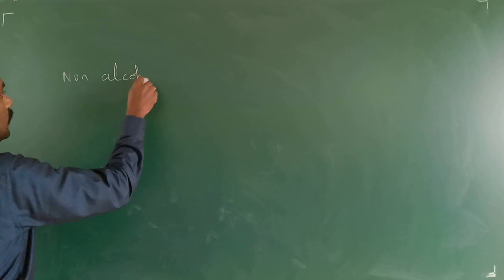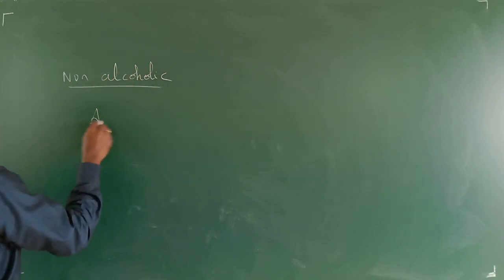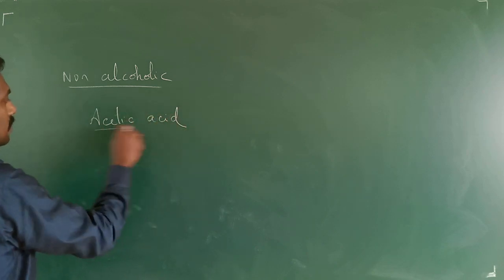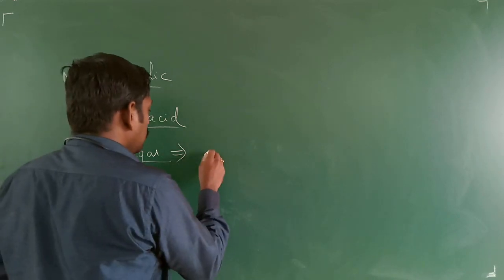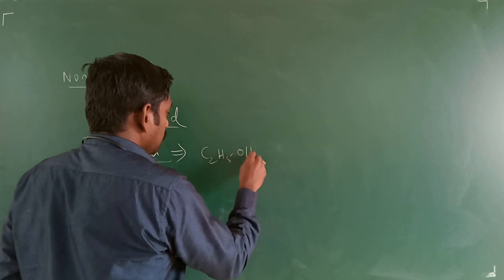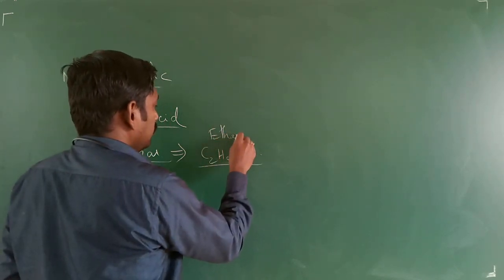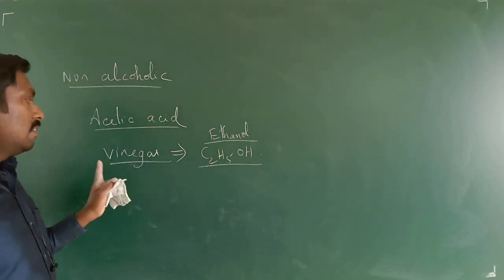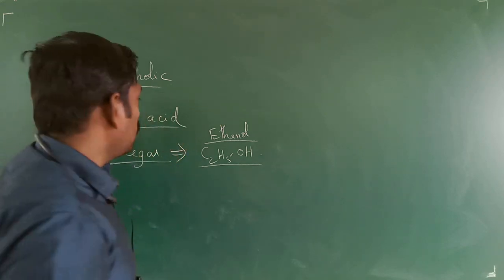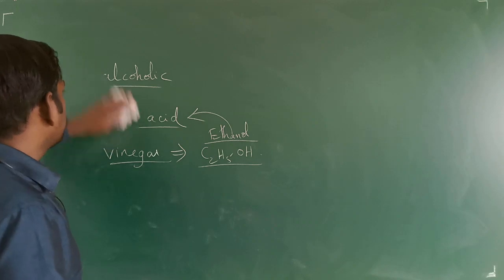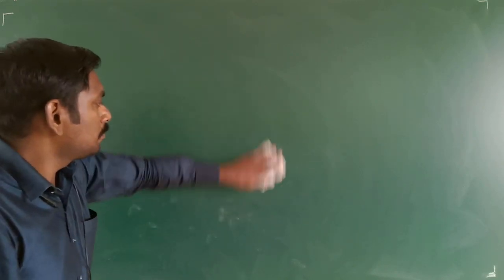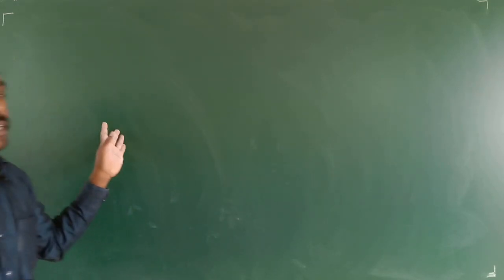Now the non-alcoholic beverages. The non-alcoholic one is acetic acid, which is called vinegar, right? For the production of vinegar, first you have to have ethanol. Then you will get vinegar, which is called acetic acid, right? So in the process, ethanol will be converted into acetic acid, CH3COOH. You will get it from ethanol.